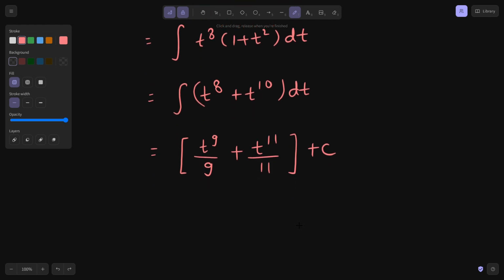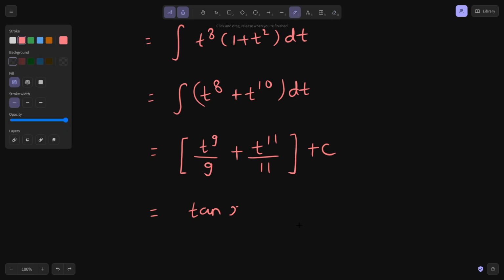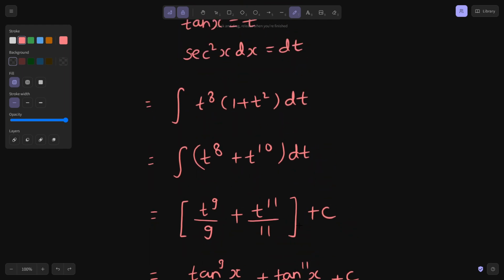Now it's time to back substitute t because it was our assumption. So this is tan power 9x divided by 9 plus tan power 11x divided by 11 plus c. So this is the final answer which all of us were looking for.